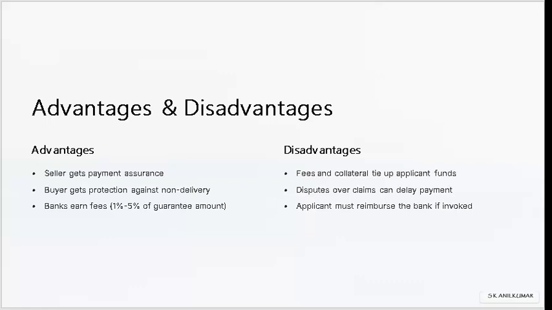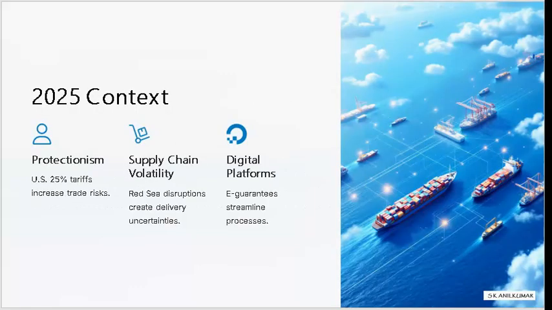Let us look at a case study. Now suppose in 2025 there is protectionism, which guarantees can help to overcome. There is supply chain volatility or a Red Sea disruption, which guarantees can help to manage, and there are e-guarantees which are coming into the picture because of the smart contract capability of blockchain and other innovations in the trade area.